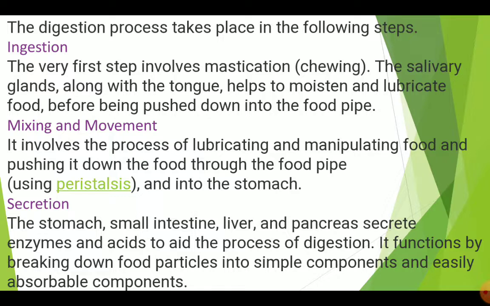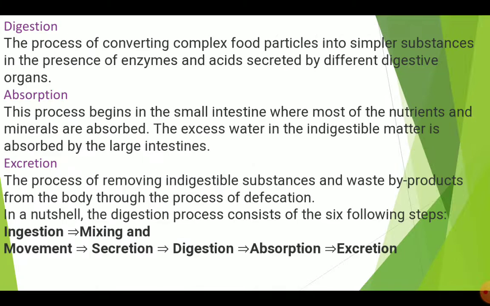Secretion. The stomach, small intestine, liver, and pancreas secrete enzymes and acids to aid the process of digestion. It functions by breaking down food particles into simple and easily absorbable components. Digestion. The process of converting complex food particles into simpler substances in the presence of enzymes and acids secreted by different digestive organs.